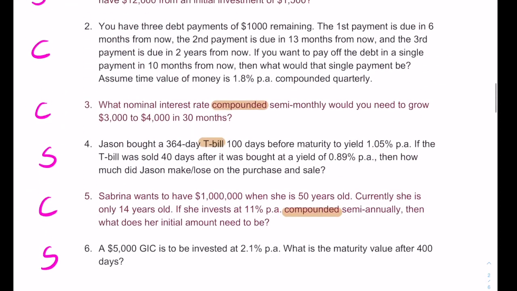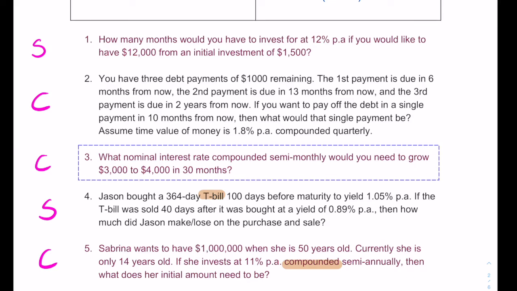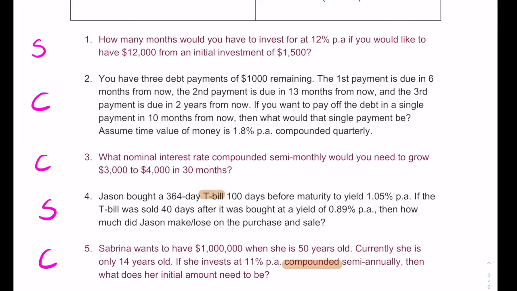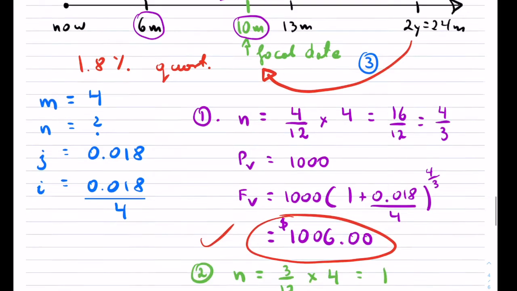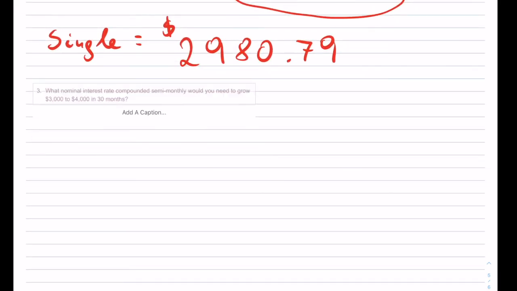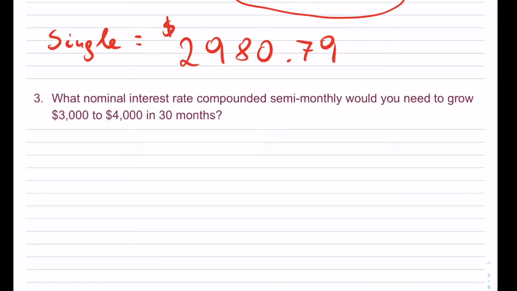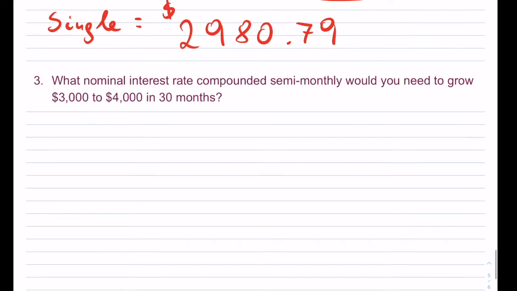So we've knocked out 2 of them. Let's take a look at example number 3. Notice it's compounding again. So here is my example number 3. I'm going to copy that down. So what do we have there? It says, what nominal interest rate, compounded semi-monthly, would you need to grow this from 3 to 4,000 in 30 months? So this one's a lot simpler than the other one.